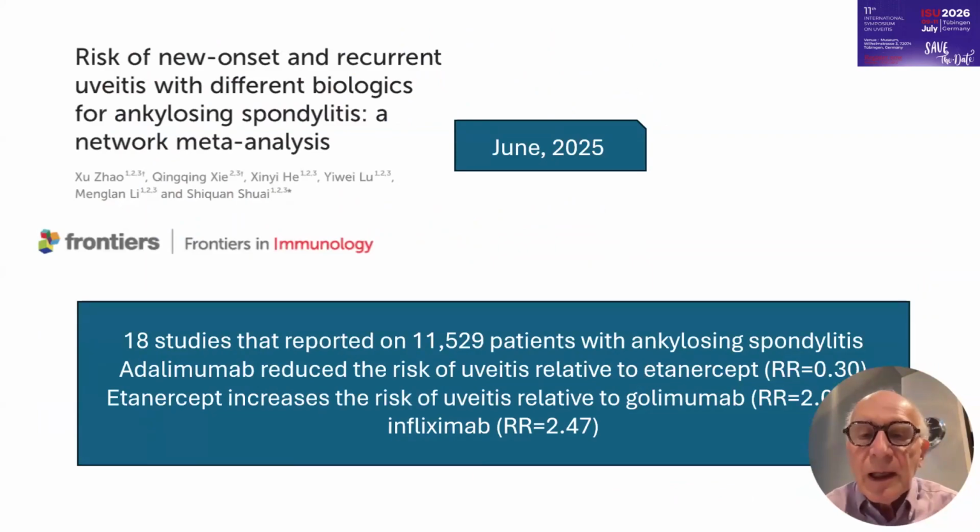Finally, recently, a meta-analysis was published by a Chinese group, and it included 18 studies on TNF inhibitors inducing uveitis with over 11,000 patients. In this study, they concluded that adalimumab compared to etanercept has about a 70% less likelihood of being associated with uveitis, and etanercept was more risky than either golimumab or infliximab when it was compared to those 2 TNF inhibitors.